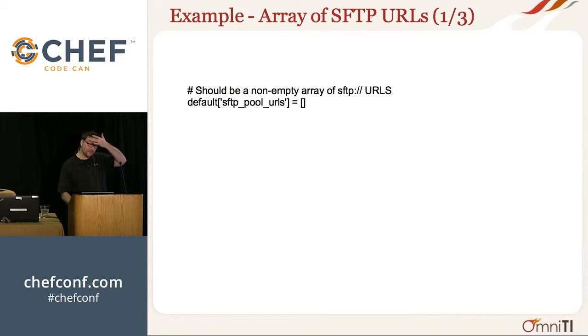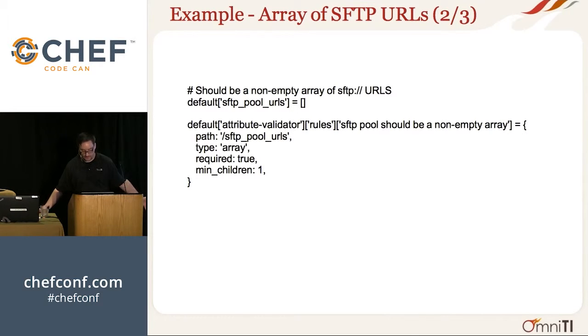So, quick example of building up a little bit more complicated thing, showing them working together. There's a requirement to have a pool of SFTP URLs. I don't know why I'd want that. Maybe you do. I've seen it, all kinds of reporting things. All right, fine. So we start off with the default of an empty array.